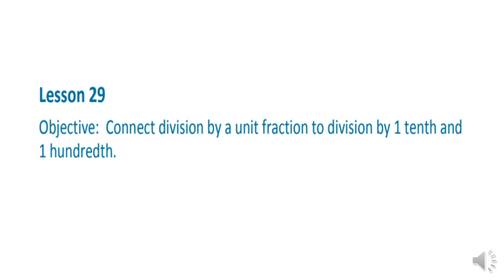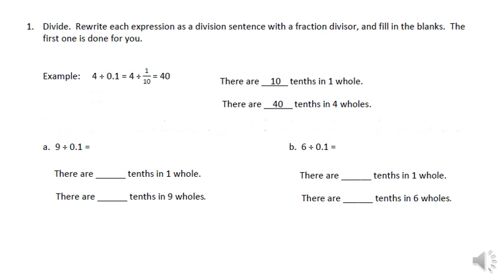Okay, lesson 29, the objective was connect division by unit fraction to division by 1/10 and 1/100. Now, the first part of your homework basically was trying to show you how you can divide by place value and think of it as unit form. And we do that, we can see here we have 9 divided by 1/10.